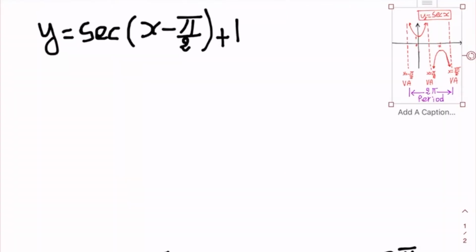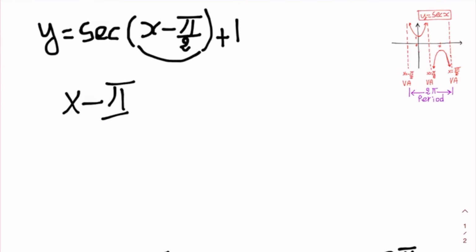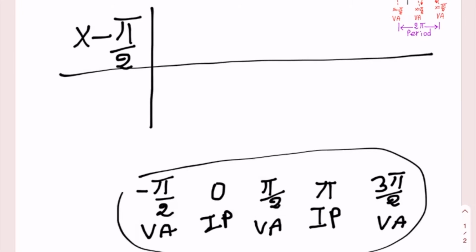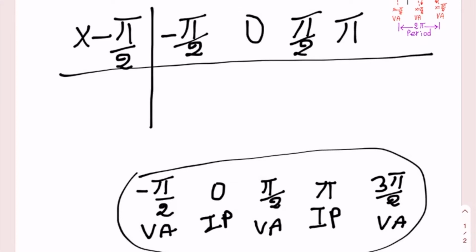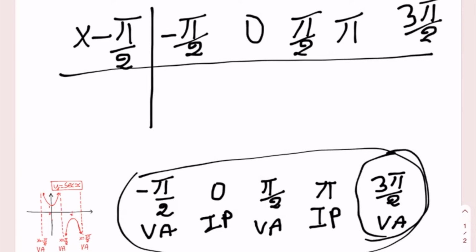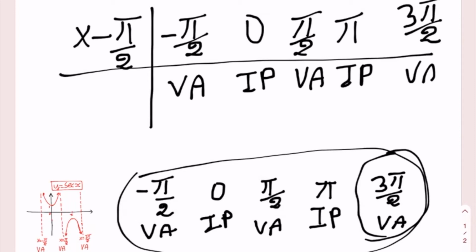We're going to use these values and build a table for x minus pi over 2. So we transfer all the values for the secant function to this table for x minus pi over 2: negative pi over 2, 0, pi over 2, pi, and 3 pi over 2. I'm going to move this graph here. Make sure this graph is just next to you, or memorize it so you can use it to graph any function: vertical asymptote, intermediate point, vertical asymptote, intermediate point, vertical asymptote.